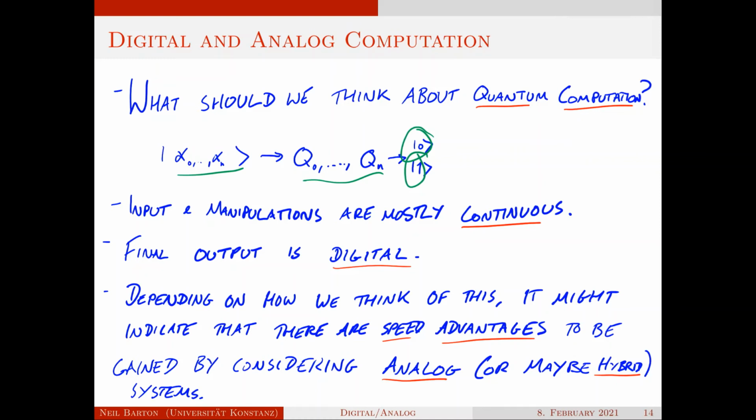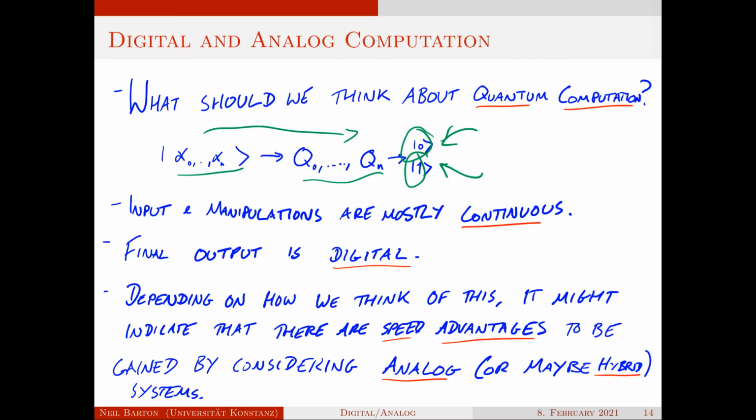So there's a question here of, does this count as a digital computation? Is it an analog computation? Or is it maybe something else entirely? Maybe quantum computing deserves its own kind of taxonomy. The interesting thing here is that you have very continuous things happening, but then the eventual output is always a binary output, right?